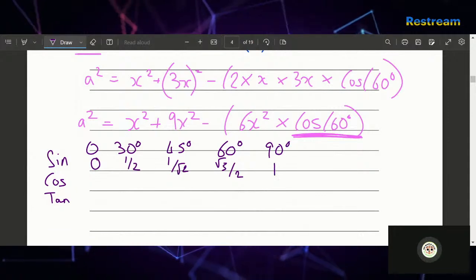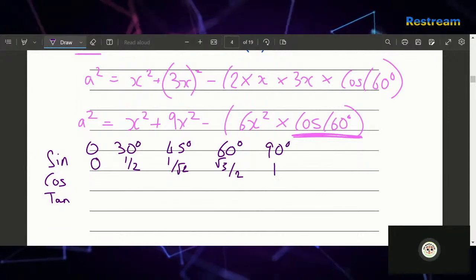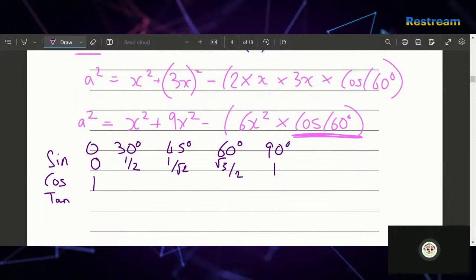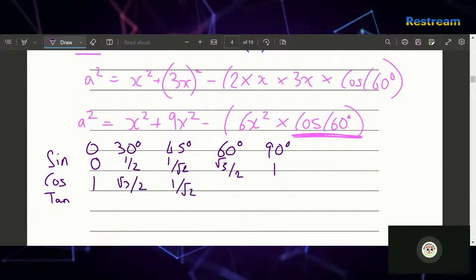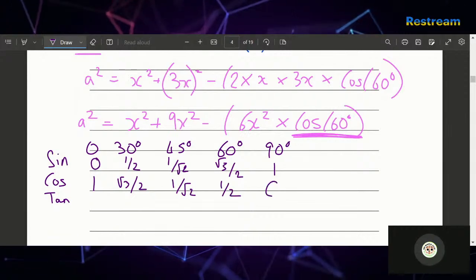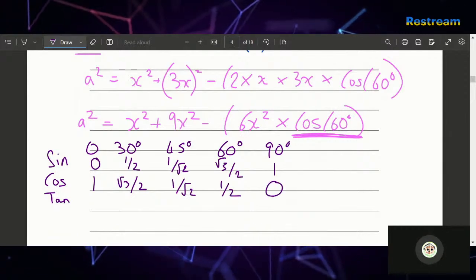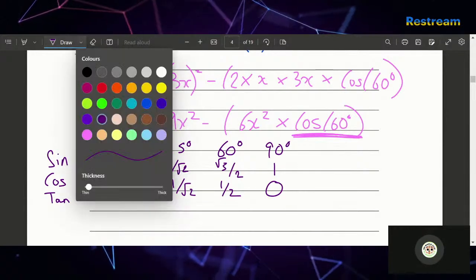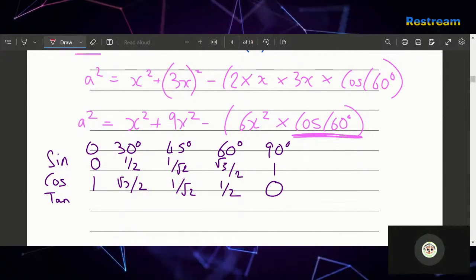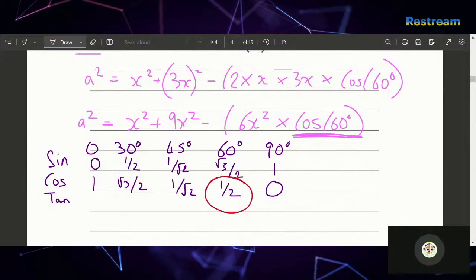And all you have to do is memorize that line because then cos is that reversed. So 1, it will be here, and then it will be root 3 over 2, and then it'll be 1 over root 2, and then it will be 1 over 2, and then it'll be 0. And then I would write tan, but we don't need it in this question. So what we're looking for is cos 60, and cos 60 is half.